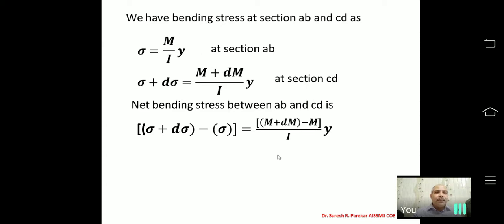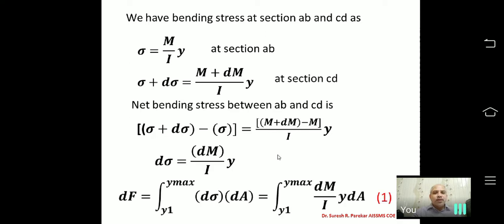Now net bending stress, so that is CD minus AB. So we have sigma plus d sigma minus sigma. So that is the left hand side. So what will be the right hand side? M plus dM minus M upon I into y. And that gives me d sigma equal to dM upon I into y. So that M gets cancelled, sigma gets cancelled, and we have d sigma equal to dM upon I into y. Keep in mind, y is the distance of centroid of the area from the neutral axis.